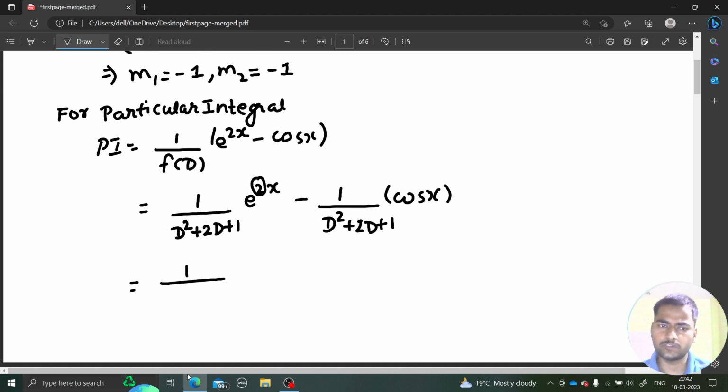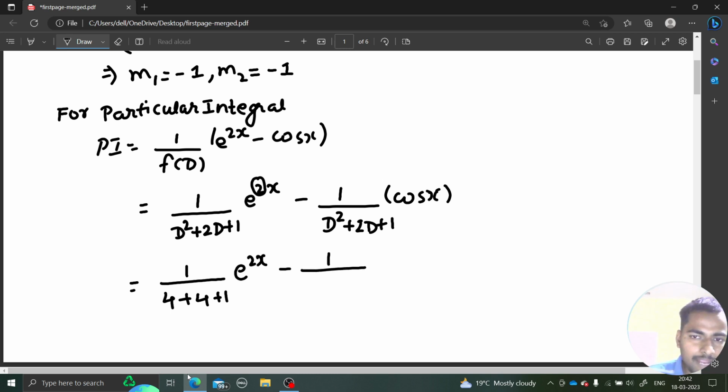In case it is equal to 0, then we will have to further multiply by x and differentiate the denominator. So let's check. If you put 2 here, I don't think the denominator is going to become 0. So here it will be 4 plus 2 into 2, again 4, plus 1, and you write it as it is, minus. Here, you will have to replace, in this case, D square by minus of a square. This is what you have to do.